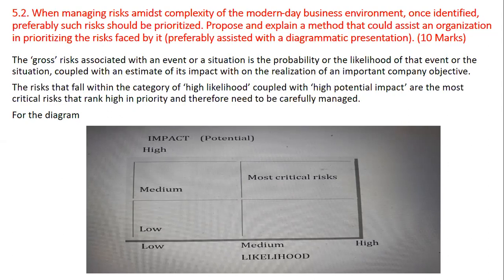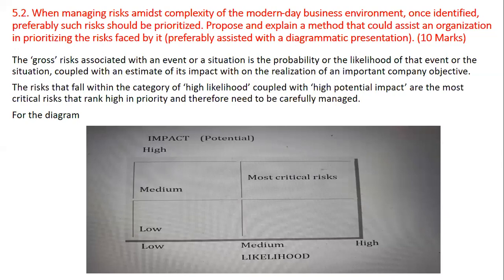They ask you to propose a method to identify the risk in companies properly, and to present it in diagrammatic form if there is one. Here I'm giving you 2 options. You can go for either one. It's almost the same. The gross risk associated with, that means you have to always take calculated risk by managing. So the risk associated with an event or situation is the probability or likelihood.